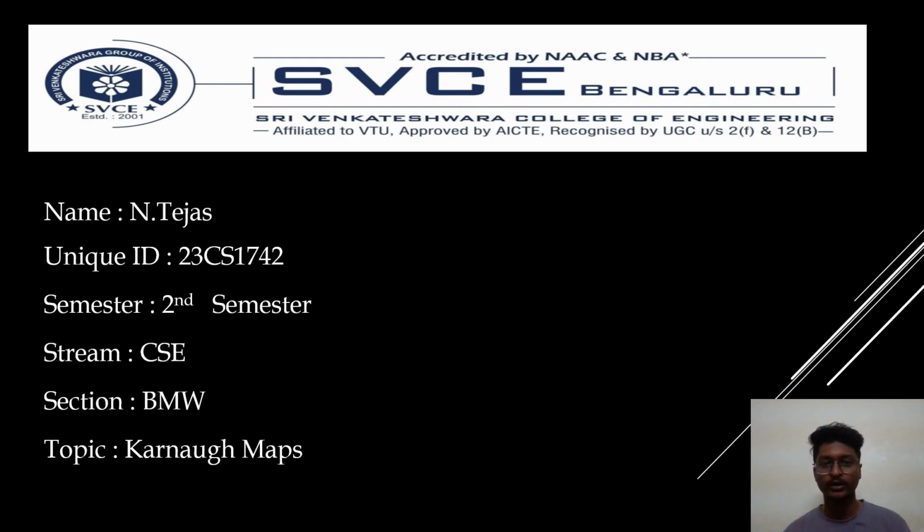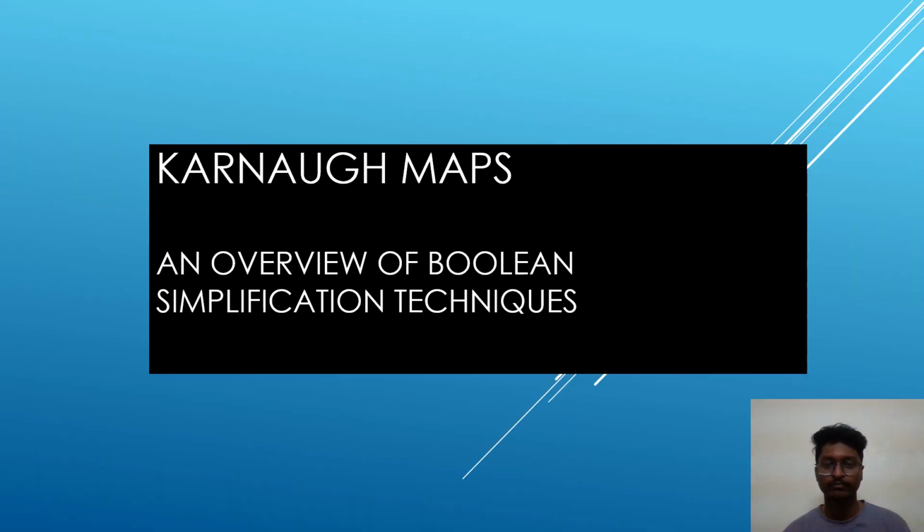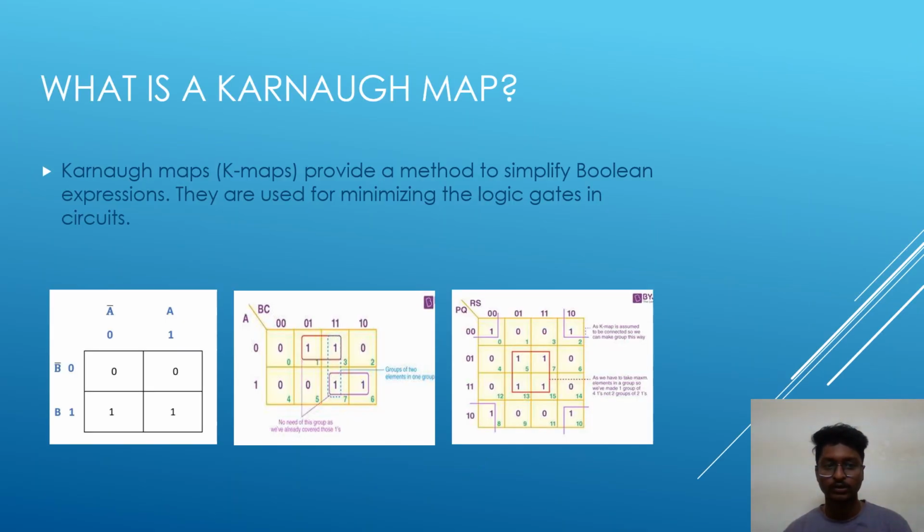So today's topic is Karnaugh Maps. What is a Karnaugh Map? A Karnaugh Map, also known as a K-Map, provides a method to simplify Boolean expressions. They are used for minimizing the logic gates in the circuit. Here are three examples of K-maps. This is an example of a two variable K-map. This is an example of a three variable K-map. And this is an example of a four variable K-map.